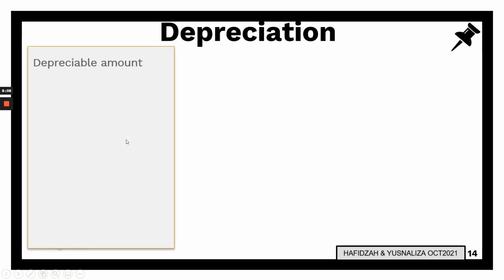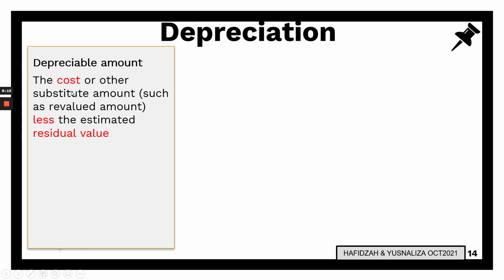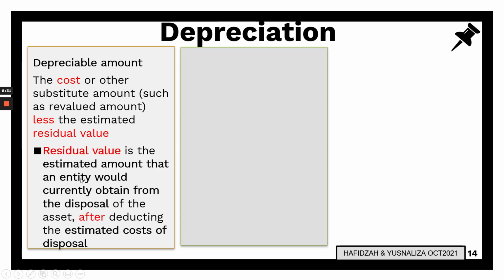For the first one, depreciable amount is actually the cost less the residual value. So cost here refers to the cost that we have discussed in our previous video, which is the cost of the PPE. Yeah, it can also be the revalued amount. We'll touch on that later when we cover the revaluation model. And what is residual value? It is actually the amount that is expected to be received from the disposal after deducting estimated cost of disposal. So this one is the theoretical part of it. Our focus will be mostly on the computation part.